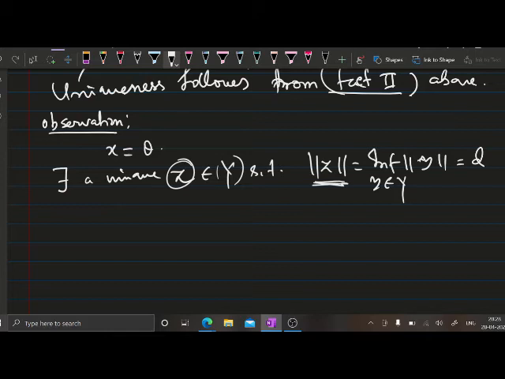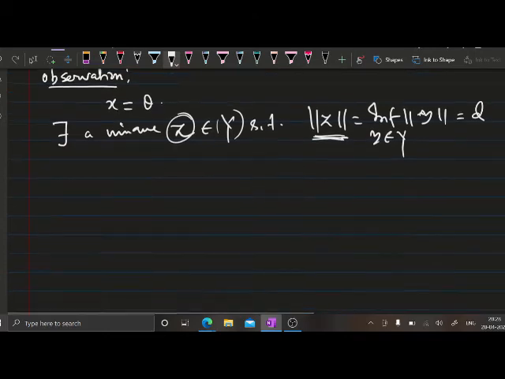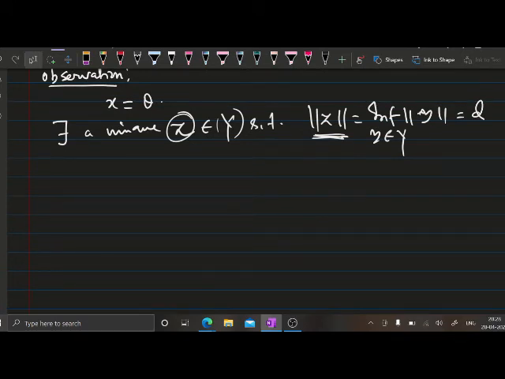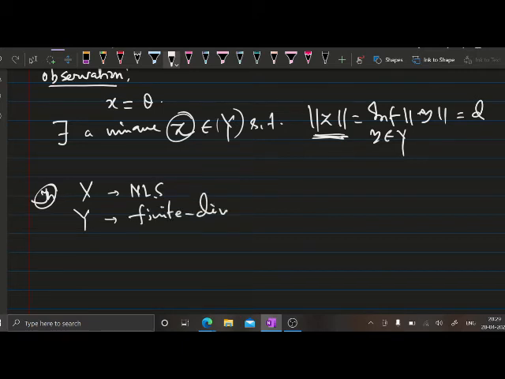Now, in the above, we have deduced that if you take a Hilbert space and a non-empty closed convex subset, then for every x you can find a unique best approximation from y to x. So this is a very nice case. Now if you consider, instead of inner product spaces, just a normed linear space, suppose X is a normed linear space, and you consider Y to be a finite dimensional subspace of X.